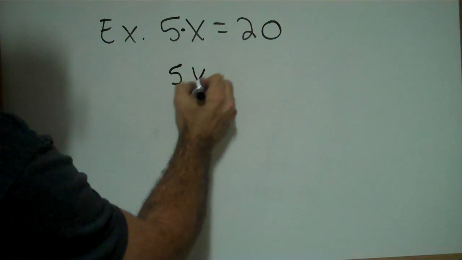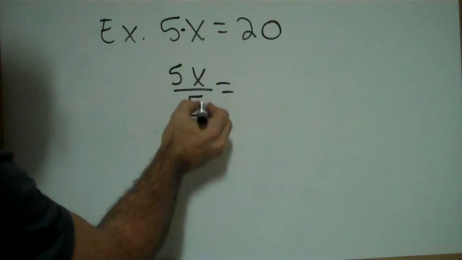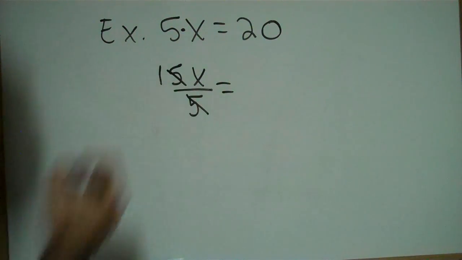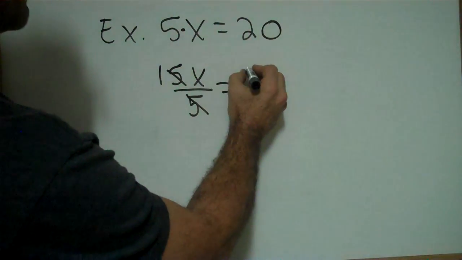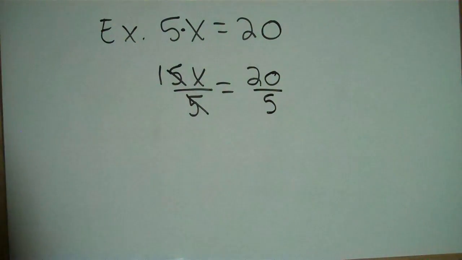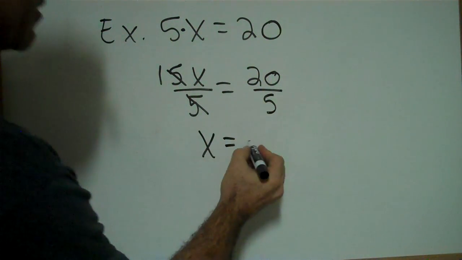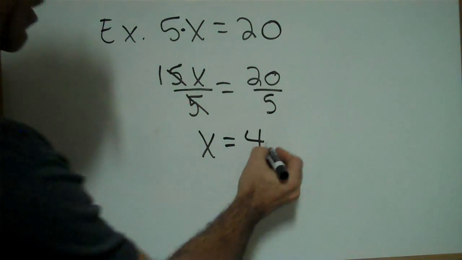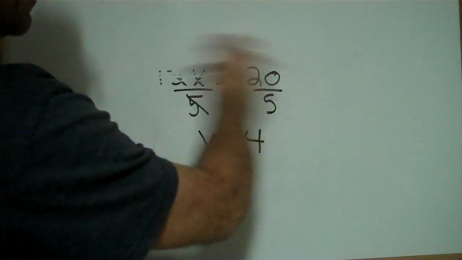So is it not true that if I took that 5 and divided by 5, them 5's would cancel, giving me a 1 there, right? Which is 1x. But if I divided that side by 5, I got to go to the other side and divide it by 5. So now I got my 1x, and then 20 divided by 5 gives me 4. Okay? So that's the trick. Undo what you're given.